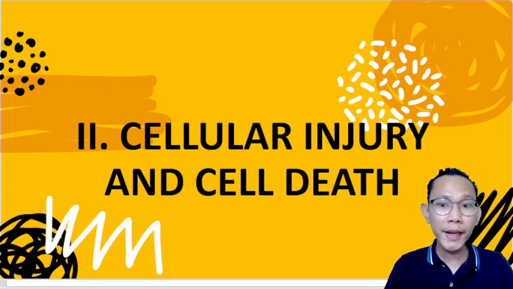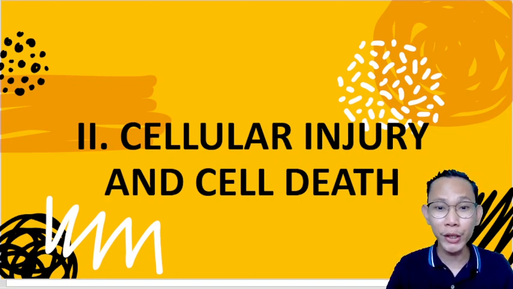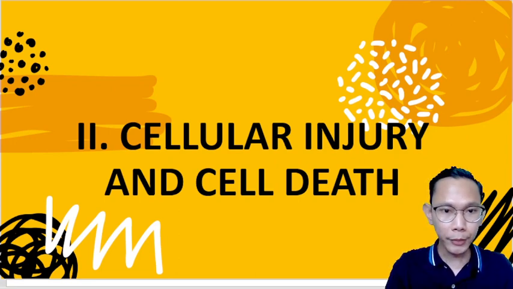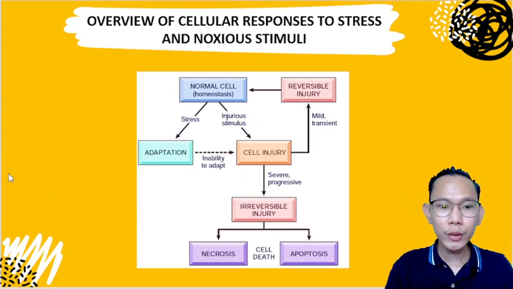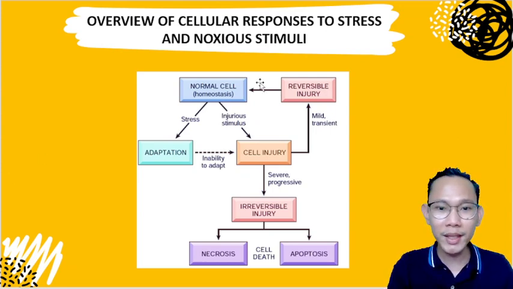So for our second part of discussion, we will now tackle your cellular injury and cell death. This is in chapter 2 of your Robbins, including your general pathology. So let's have first an overview of cellular responses to stress and your noxious stimuli. Take a look at this diagram.